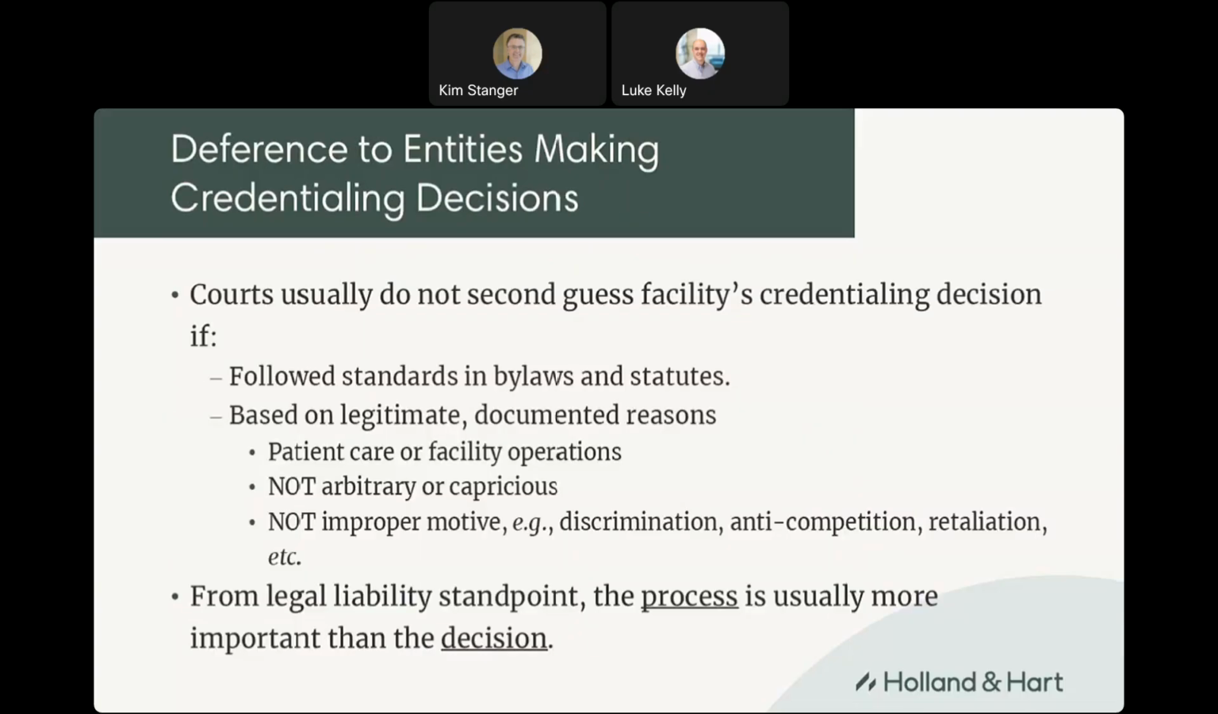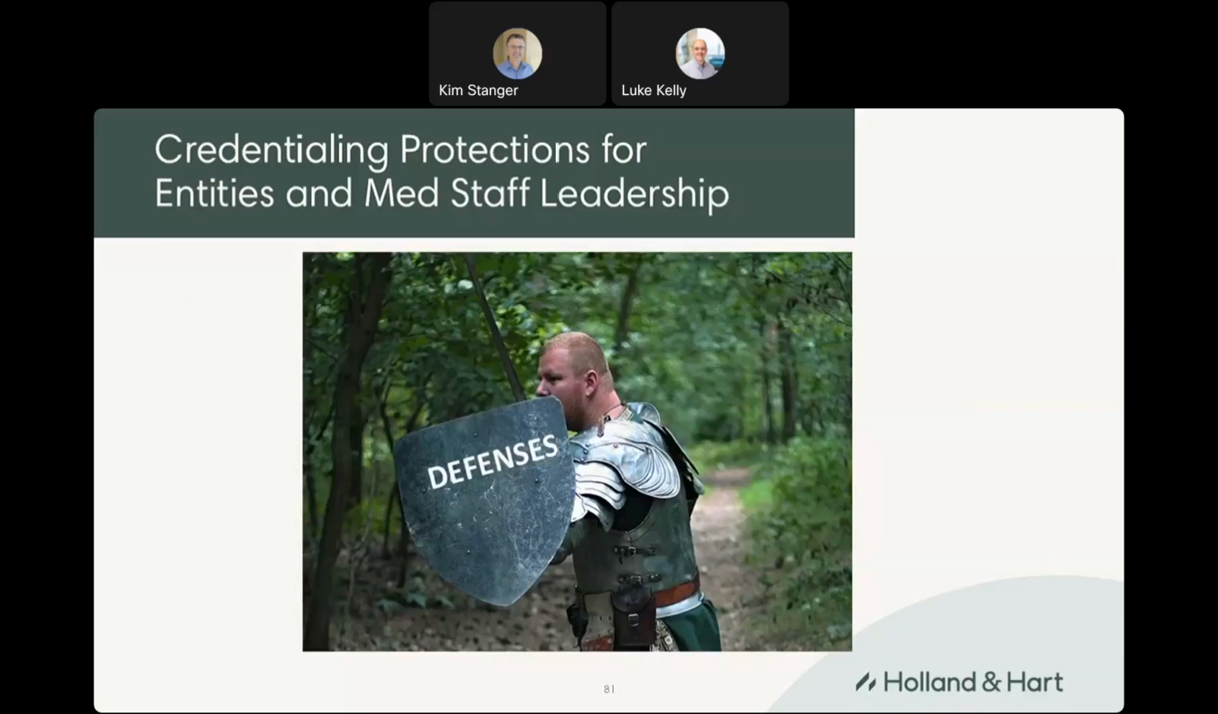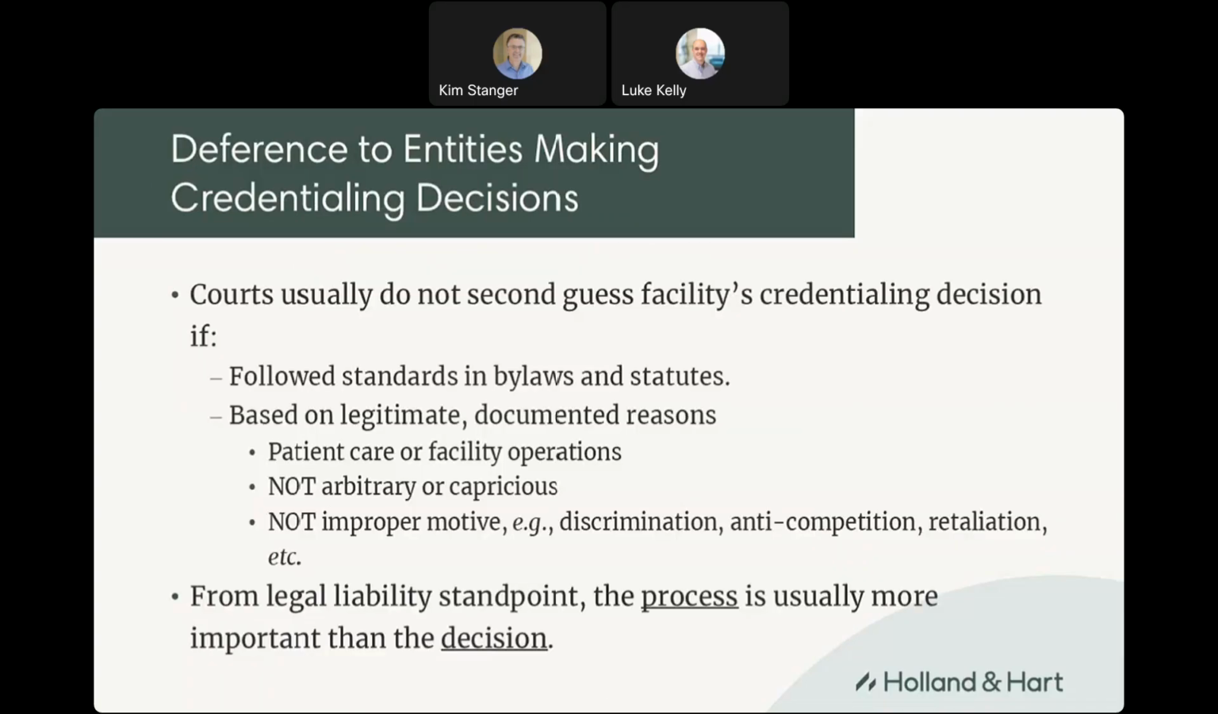Just in final, I want to mention some protections for medical staff members and leadership when it comes to engaging in these credentialing activities. The first is just the general standard that courts defer to what you do as long as your action is taken consistent with the bylaws, it's documented by legitimate reasons, and you followed the process. Then in those situations, generally you have a deference from the court.